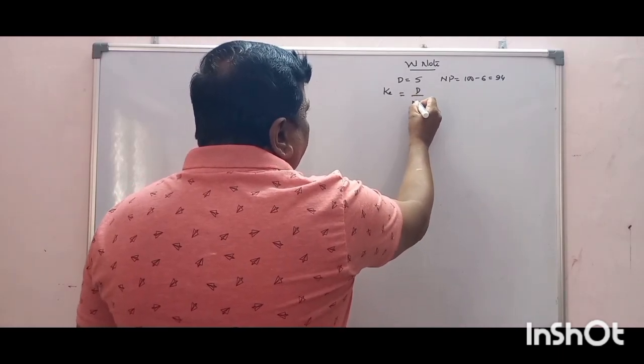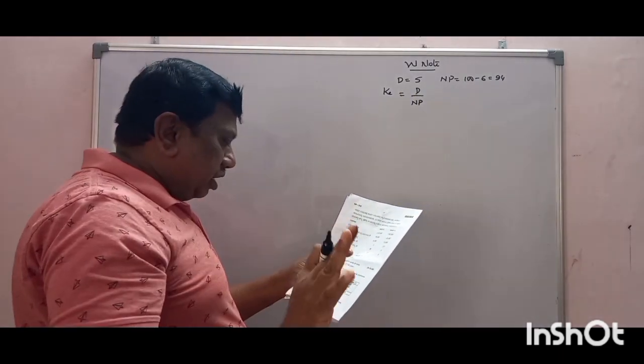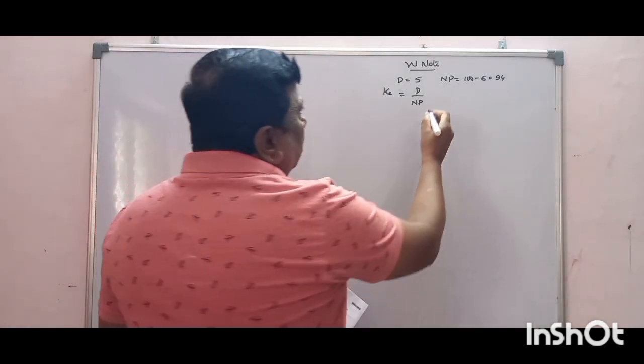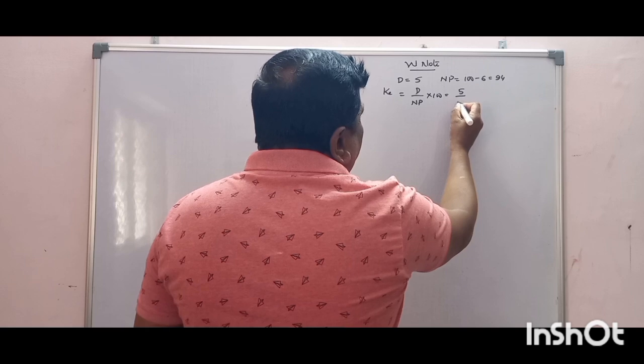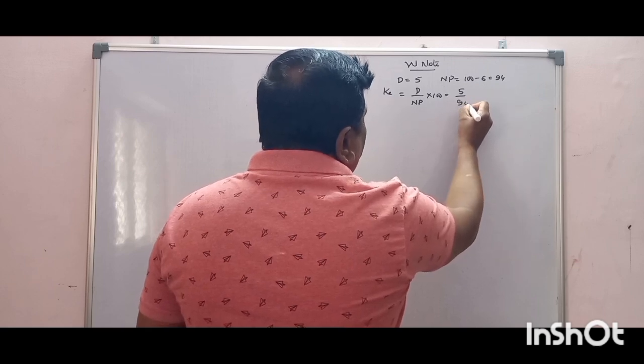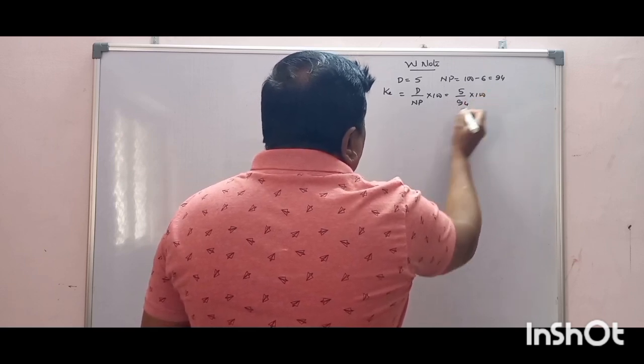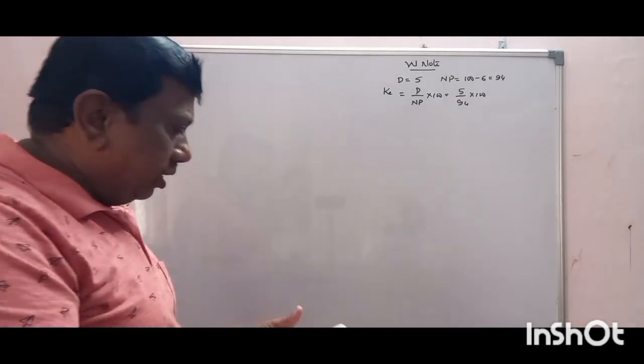D divided by NP. In the question the growth rate is not given, so directly we are multiplying with 100. So D means 5 divided by NP 94. Later I will calculate what is the percent. So this is about KE, cost of equity.